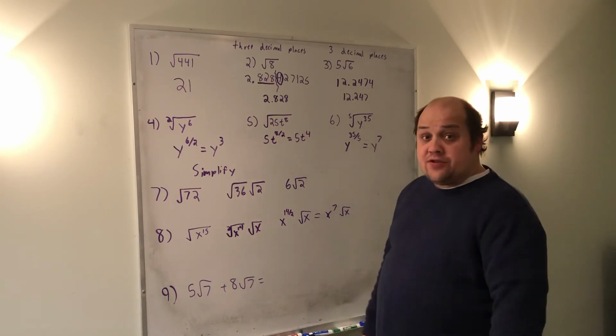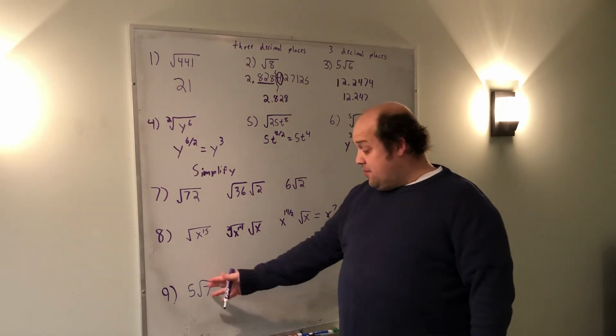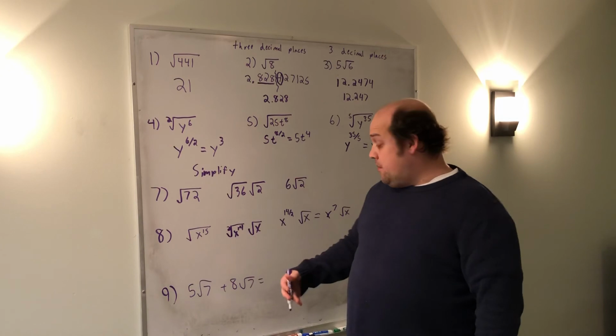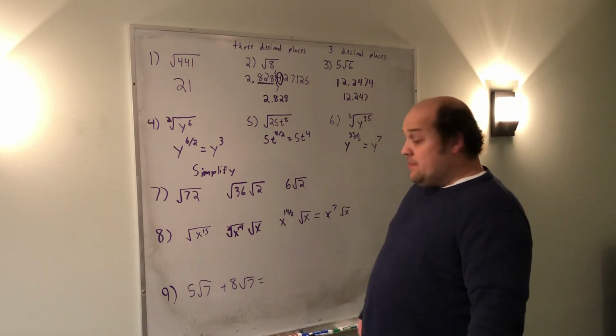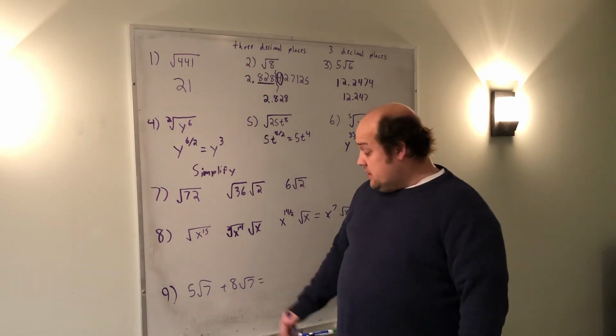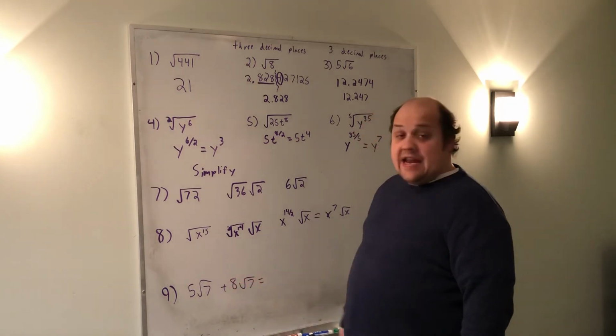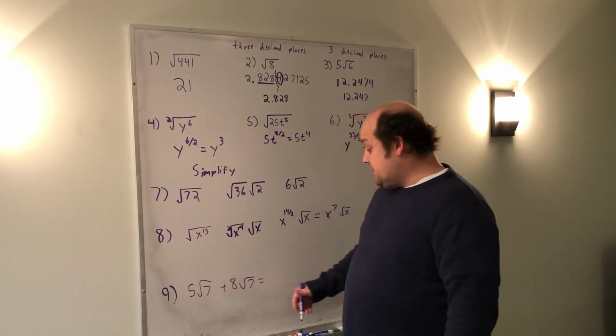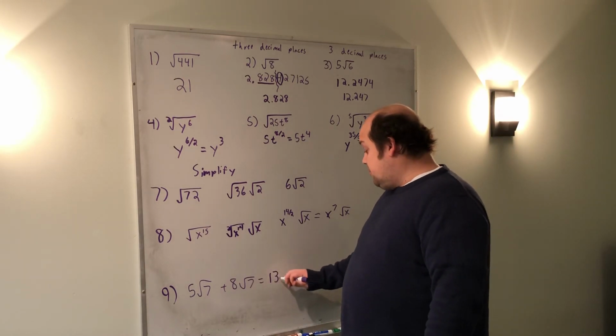Number 9 is very straightforward. Basically, I just need to remember these roots, as long as they line up, is the same root number, same number under the root. I add them as if they're a variable like x. So if this had said 5x plus 8x, I would have gotten 13x. It says 5 root 7 plus 8 root 7, so I get 13 root of 7.